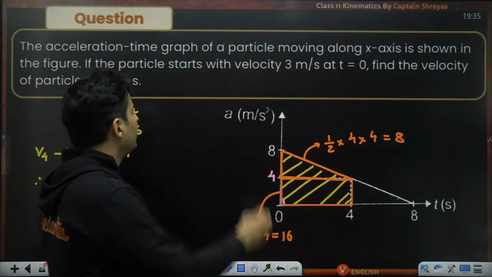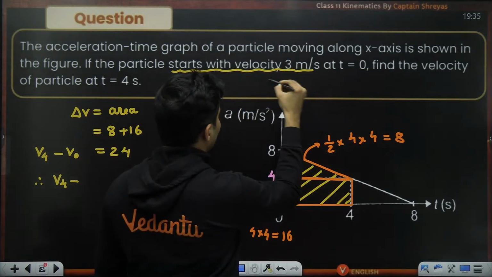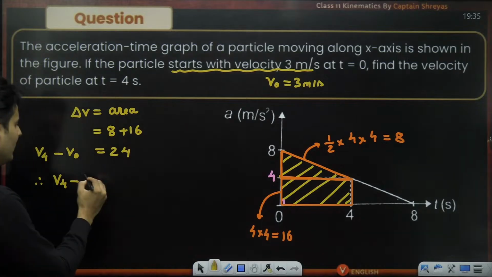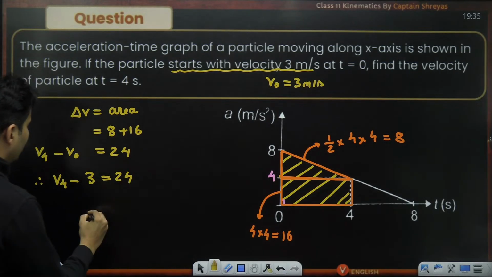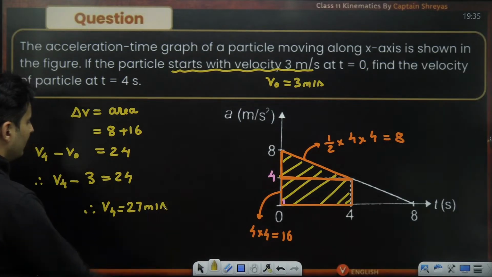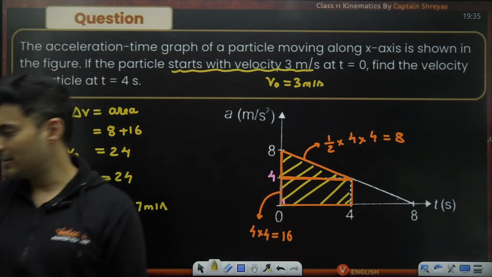Initial velocity, it starts with 3 meters per second. That means V0 is 3 meters per second. So V0 is 3. So therefore, that velocity will be 27 meters per second. That is the correct answer.